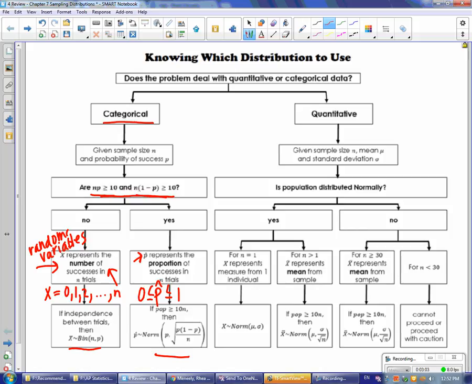So the conditions for using a normal distribution begin with the population. If the population is normally distributed, then it doesn't matter how big our sample size is. We can use a normal distribution to compute probabilities. If our population is not normal, then we need to look to see how big our sample is. And we have the central limit theorem that basically tells us that as long as my sample is very large, the sampling distribution will still be normal. So let's go ahead and take a look at some examples.